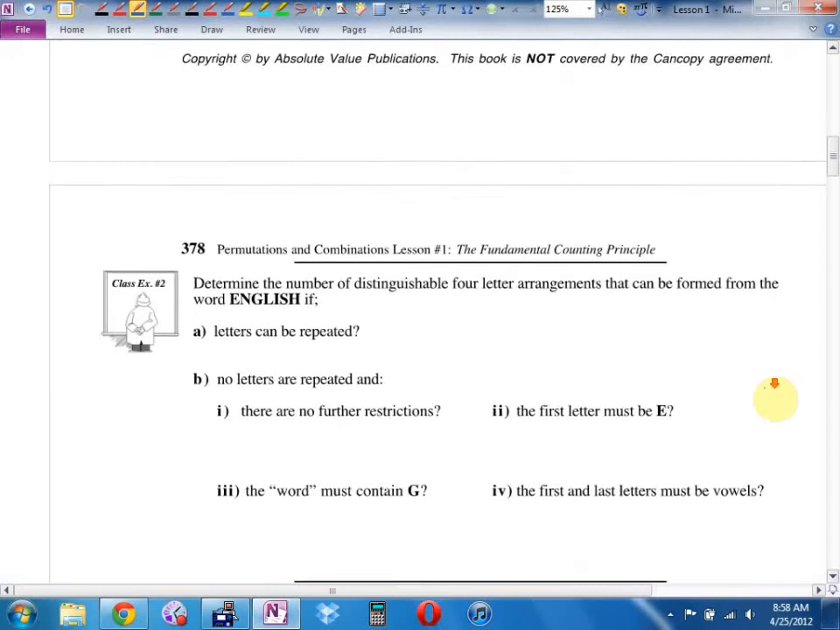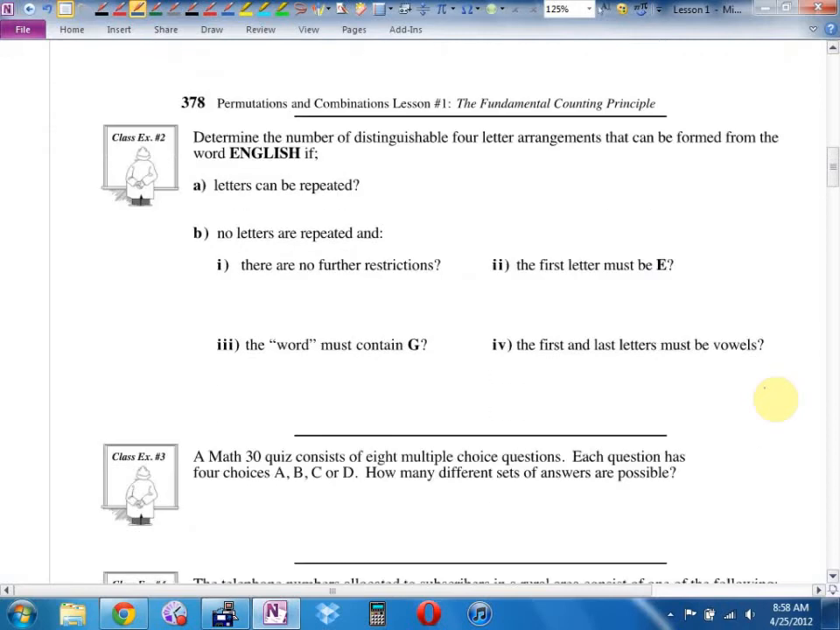Turn the page. Now let's get into some trickier questions. Remember my little Scrabble grab bag analogy? That's going to help us out. It says, determine the number of distinguishable four-letter arrangements. So we're only picking four letters that can be formed from the word English.